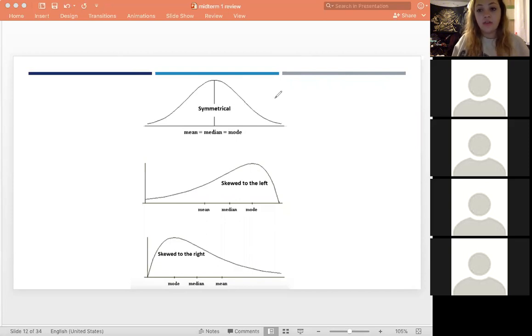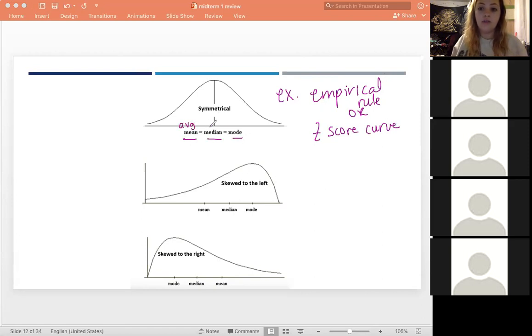So if something is symmetrical, for example, this would be like the empirical rule, or like the z-score curve, if you remember that. That would be an example of a symmetrical one. That just means that our mean is equal to our median, which is equal to our mode. So our average is equal to the middle value, and then it's equal to our mode, which is the most occurring value. That would be the highest point on the graph, which is right here.